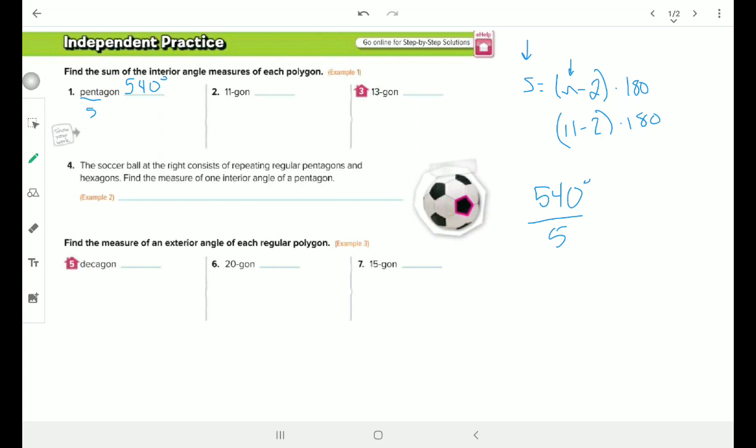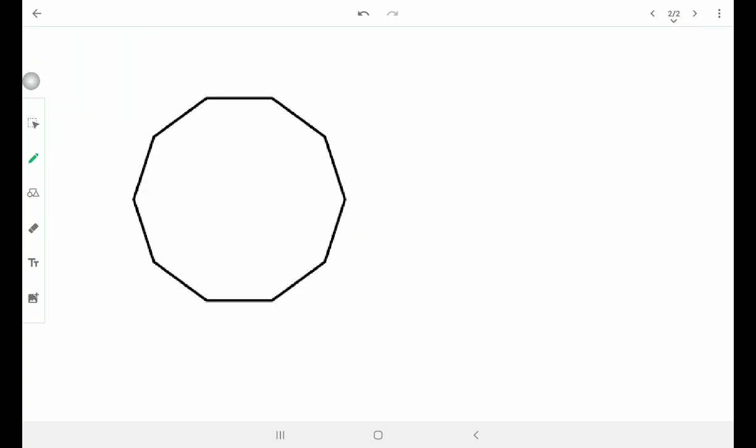With numbers 5 through 7, we are trying to find an exterior angle. And these angles and the shapes start to get very hard to draw. So for number 5, a decagon, I actually have a picture of one. A decagon is a 10-sided shape. And to find the exterior angle, the exterior angles are the sides extended outside of the shape, right? So this line is extended. This is an exterior angle. We're trying to figure out what the measure of one of those are.